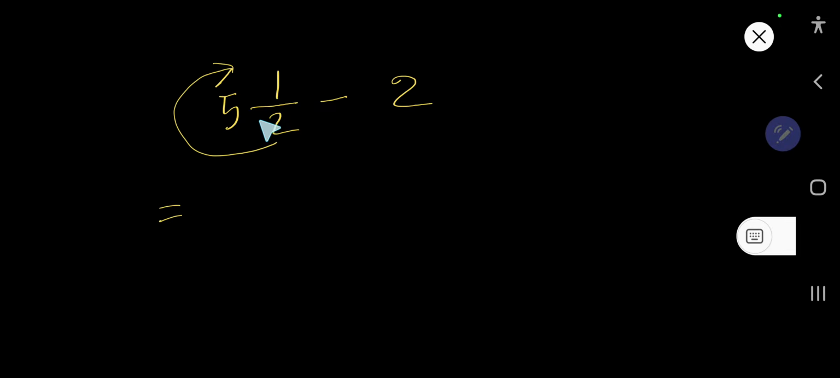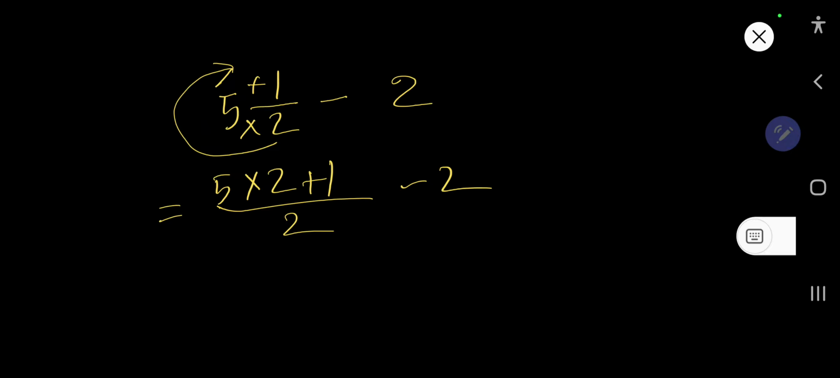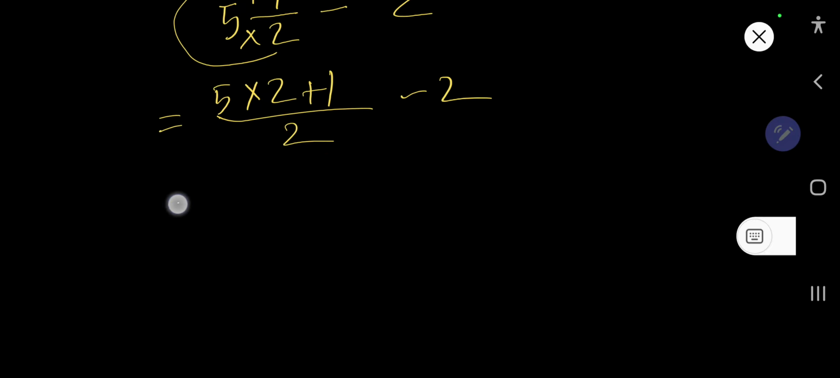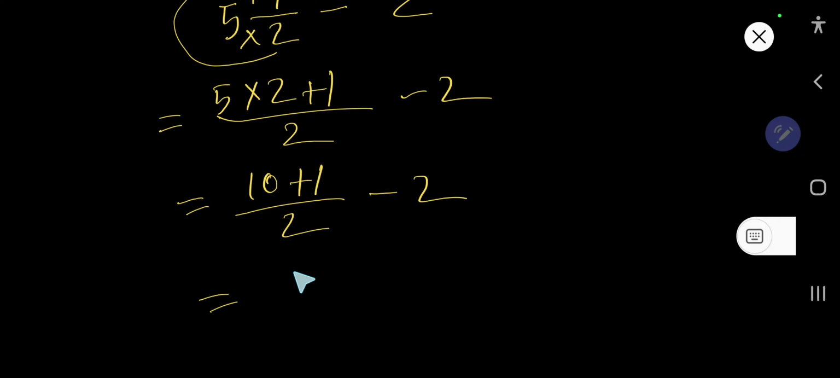Here is another example. Look, how to subtract the whole number 2 from this mixed fraction. So at first you need to change this mixed fraction to improper fraction. So multiply the whole number and the denominator, then add the numerator and take the same denominator. Now 10 plus 1 divided by 2 minus 2. So here 11 over 2 minus 2.